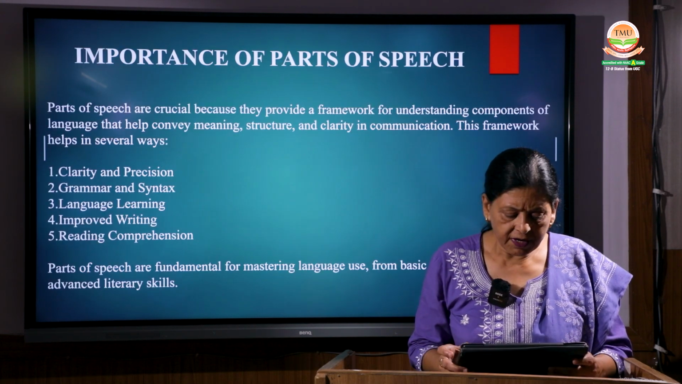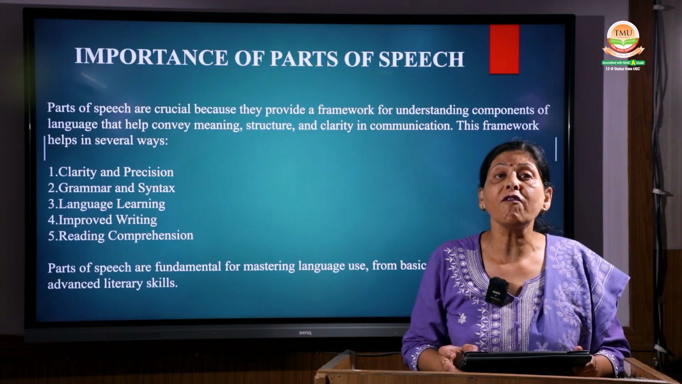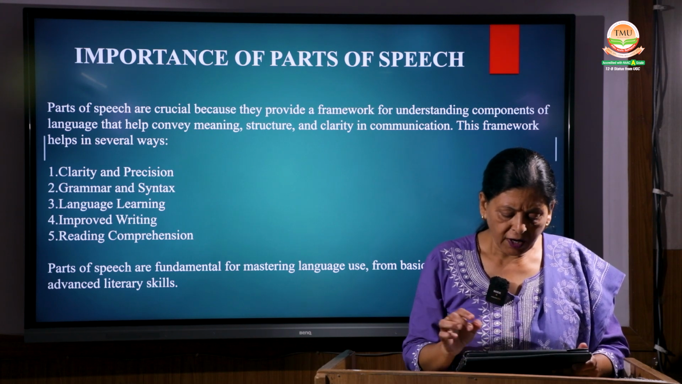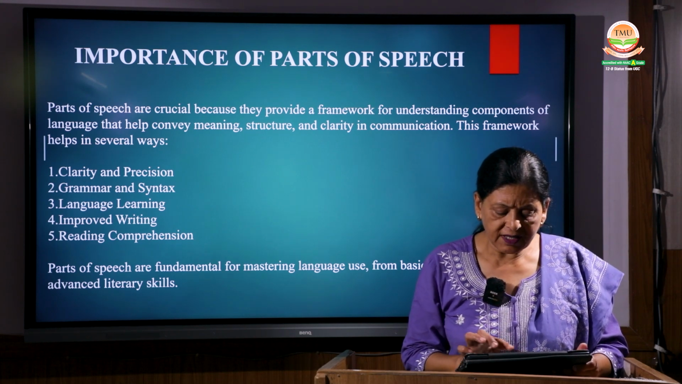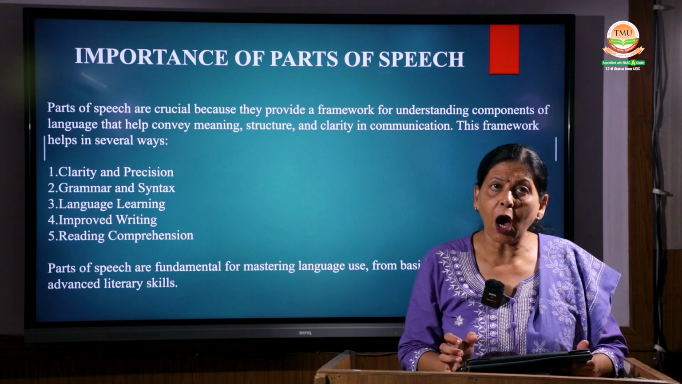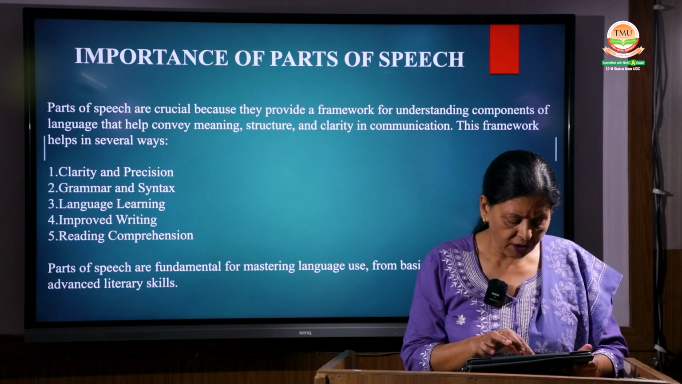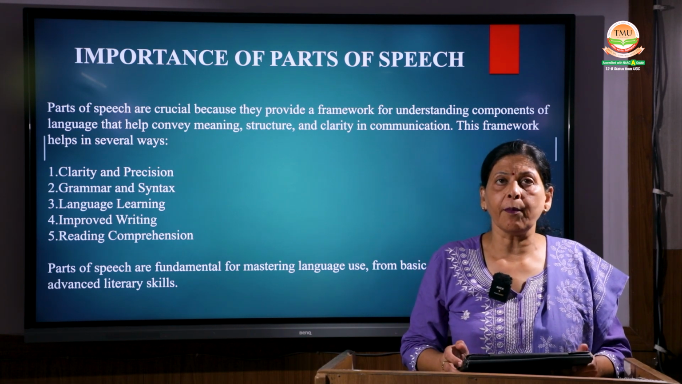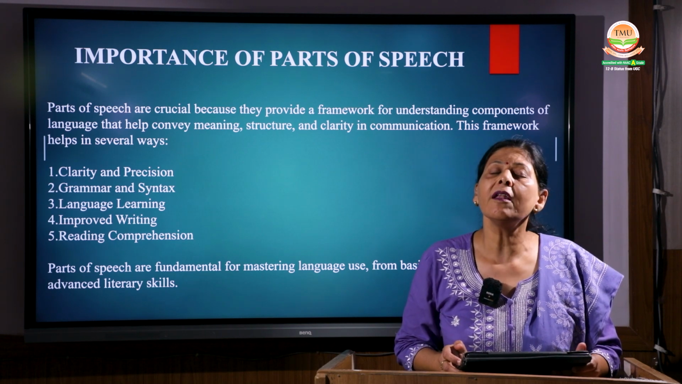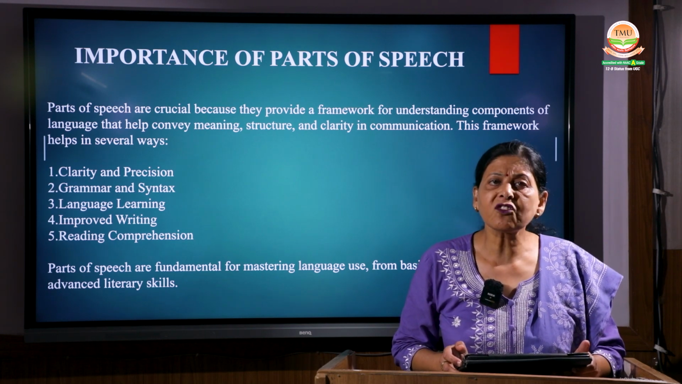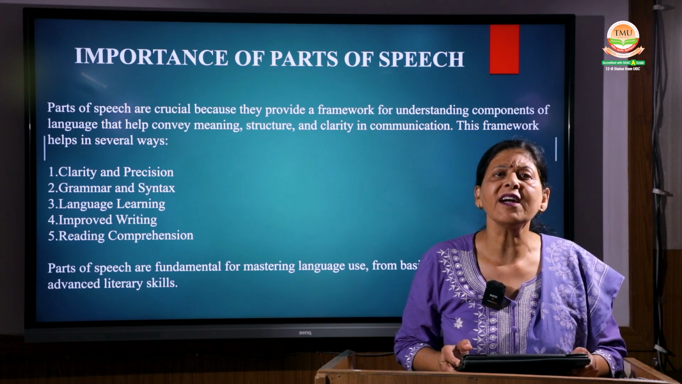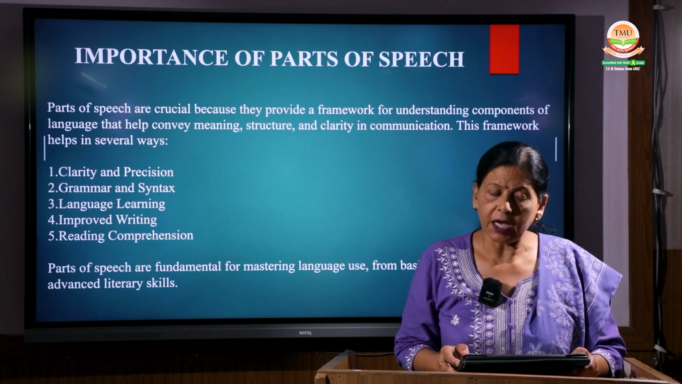After this, we will discuss the importance of parts of speech, how and why they are important. First of all, as I had mentioned earlier also, they play a very crucial role in learning the language, in mastering the English language, which is the need of the hour. The knowledge of parts of speech is very, very important.